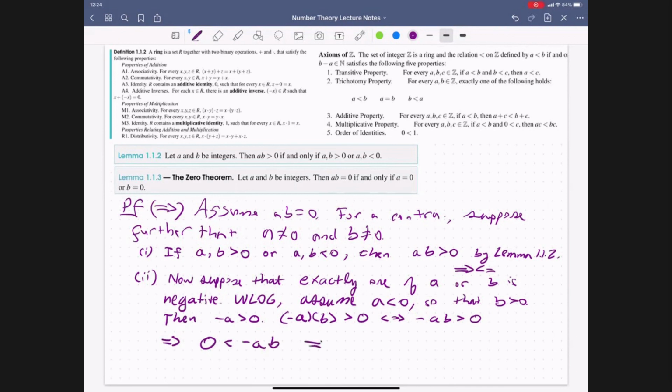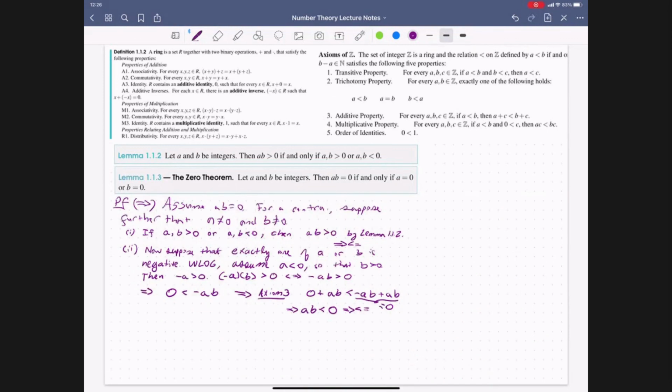And now what we are going to use is the additive property of less than. So axiom 3. We have 0 plus ab is less than minus ab plus ab. But minus ab is the additive inverse of ab. So here we have 0. And so we have ab is less than 0. But now that is the contradiction we want, since the assumption is that a times b is equal to 0.